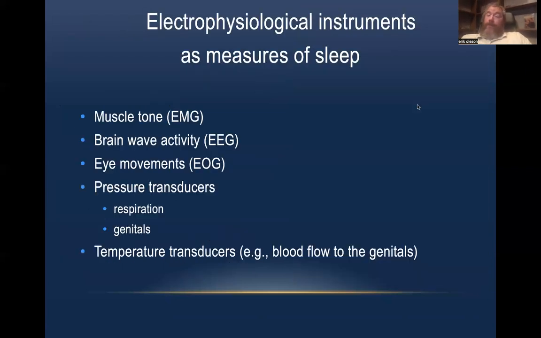So with EMG, we would study changes in muscle tone. With brainwave activity, EEG. With eye movements, we're studying EOG to get at REM. It's also common to add pressure transducers to look for changes in respiration or genital activity. During certain stages of sleep, you can see an erection in males and production of fluids in females.